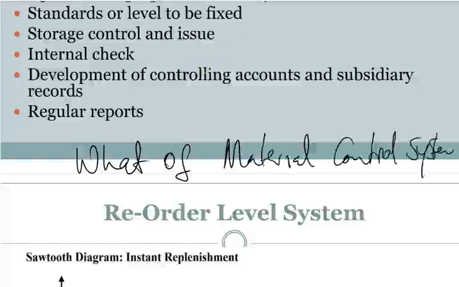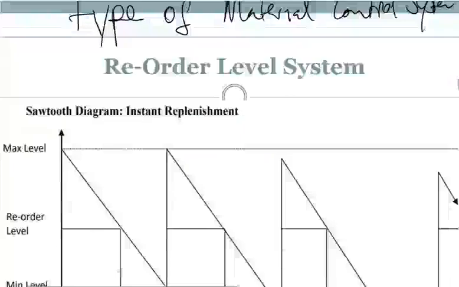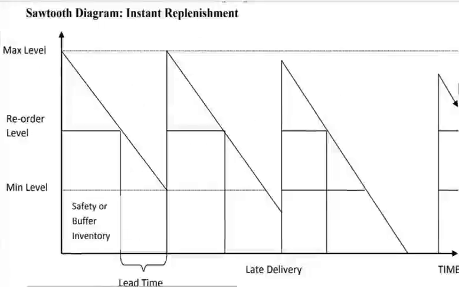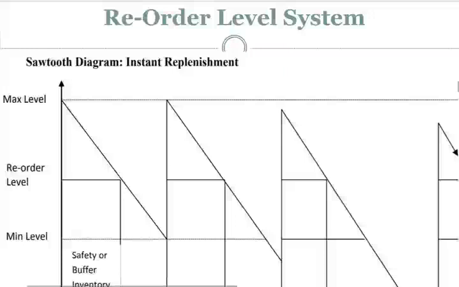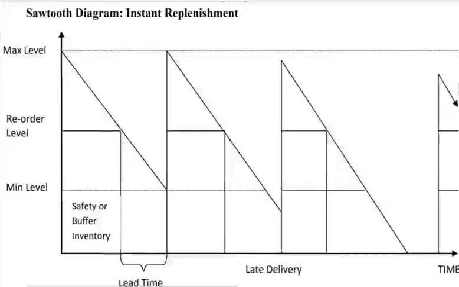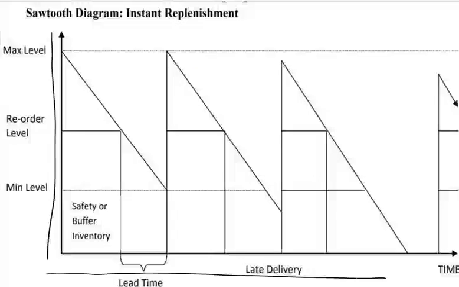Right? Let us talk about types of material system. So the first one is the reorder level system. Let us talk about this diagram first before we talk about the reorder level system. So we have this diagram right here. On this side, I have the level of inventory. On this side, I have the lead time.